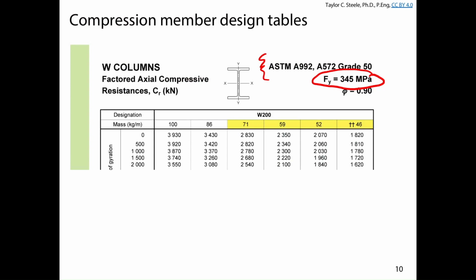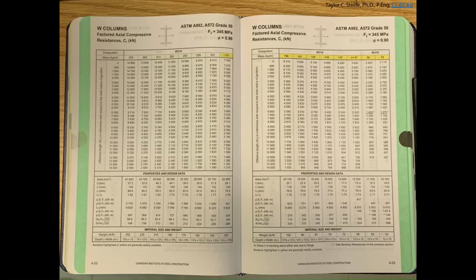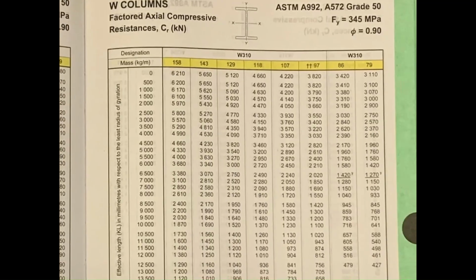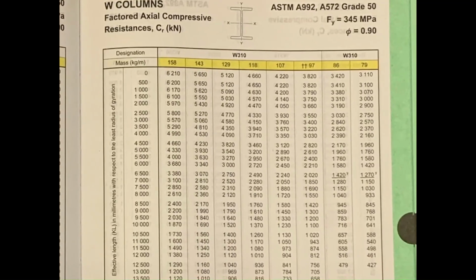And basically what they're plotting here is phi A Fy times (1 + lambda to the 2n) to the power of minus 1 over n for all these different sections, for different values of effective length. So this is another section of the handbook. A bunch of 310 values. If you zoom in to the top, it's going to say W310, and you've got 79. Basically, they're going to get heavier and heavier as we go from right to left. The compressive resistance values for the same value of effective length go up.